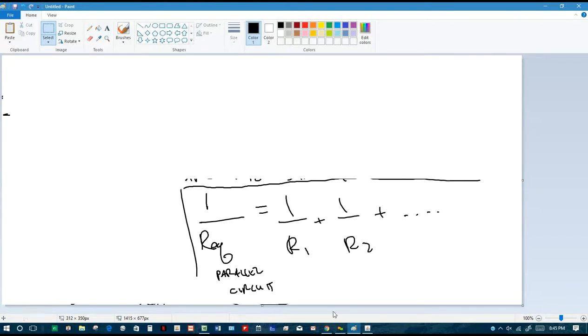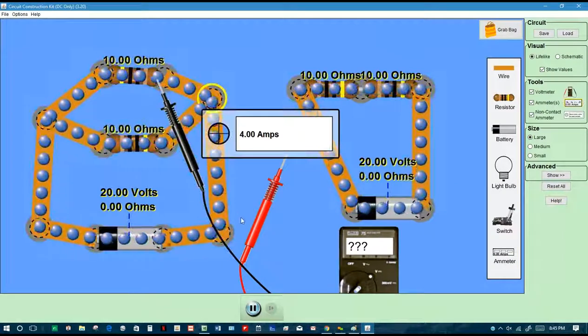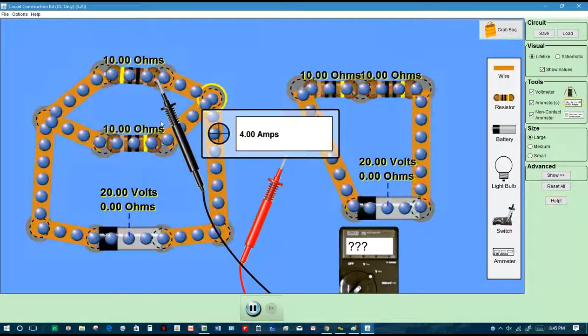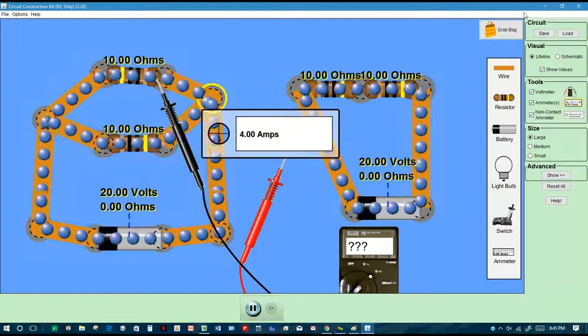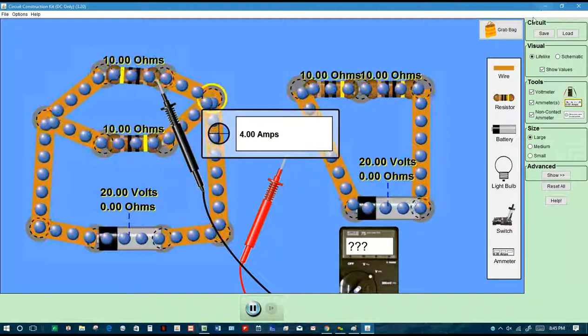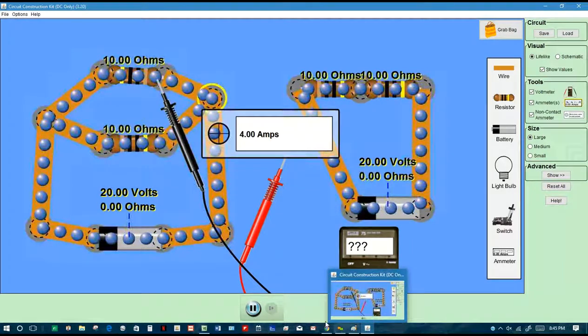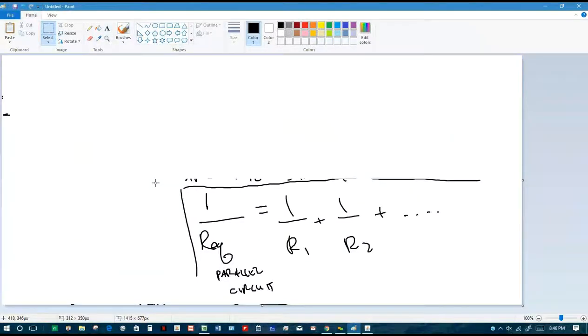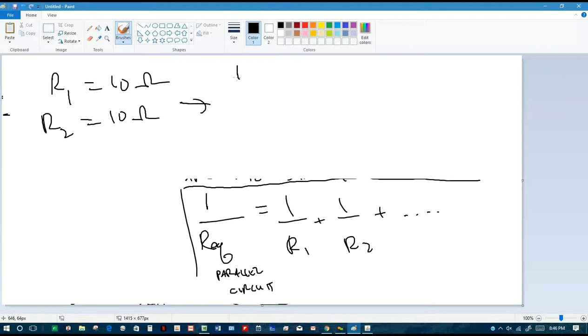So in this case, if I go back to my app, we're focusing on the left side. We've got two 10 ohm resistors, right? In series, that provides a total resistance of 10 plus 10, which is 20 ohms. In parallel, let's see what happens when we do the calculation. If one of the resistors is 10 ohms and the other resistor is 10 ohms, then let's just see how that plays out. 1 over the total equivalent resistance is equal to 1 over 10 plus 1 over 10.